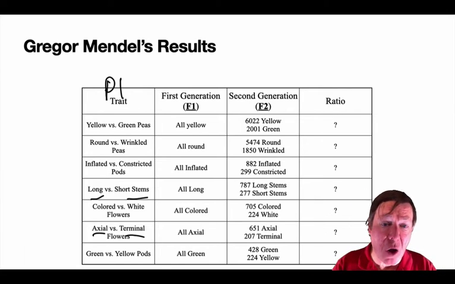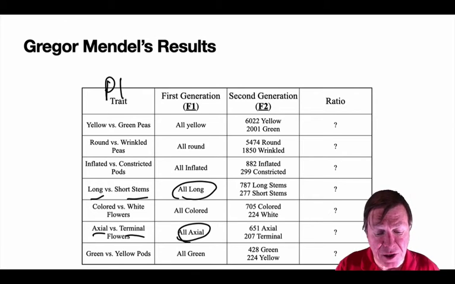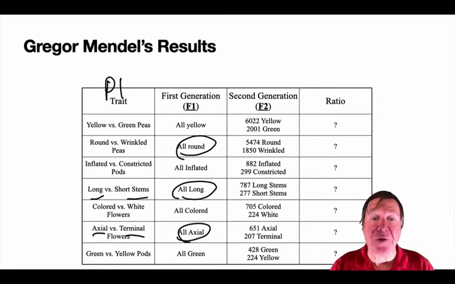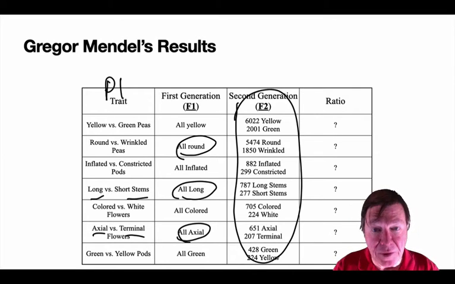But when he crossed those together, the pure and the pure, he ended up with all long, or all axial, or all round. But then when he crossed those together, it went back to this here.